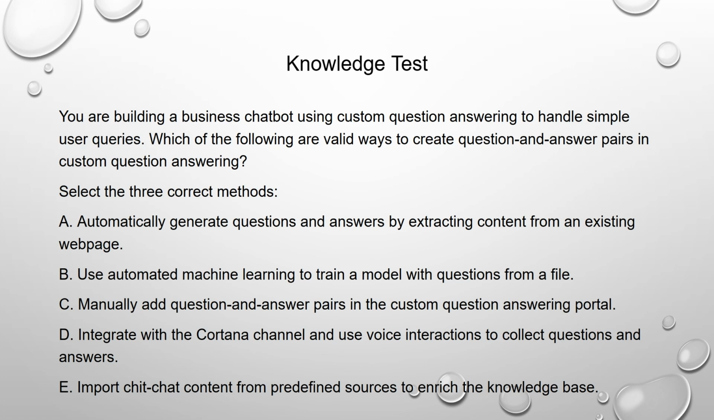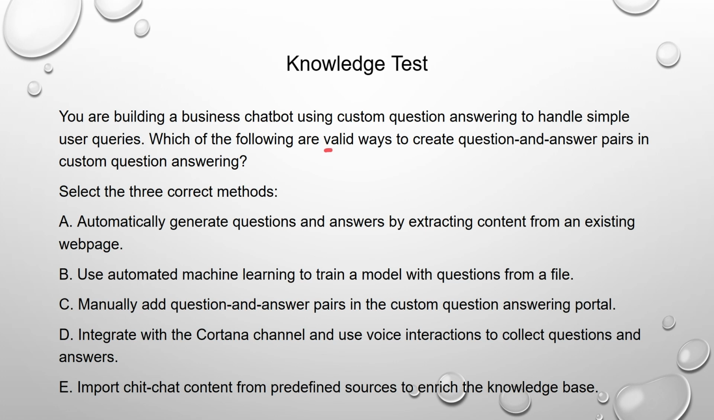Now option C is manually add question and answer pairs in the custom question answering portal. Again, that statement is indeed correct. We can manually add question answer pairs to our model. Now option D is integrate with the Cortana channel and use voice interactions to collect questions and answers. We didn't see that option while we created the custom question answering project. So that option is incorrect. Now option E is import chit-chat content from predefined sources to enrich the knowledge base. We indeed saw that. We saw chit-chat and there are 5 or 6 options available like professional, friendly, enthusiastic. All those options were available. So that is one of the correct options.